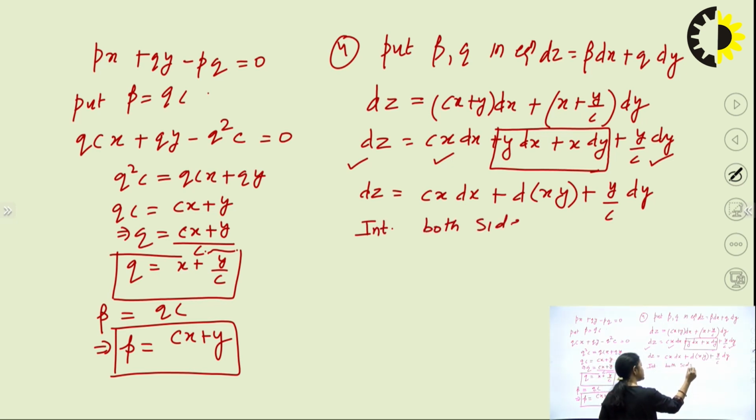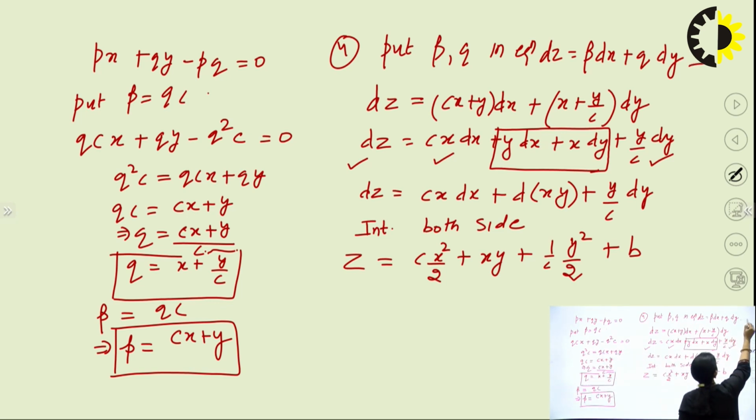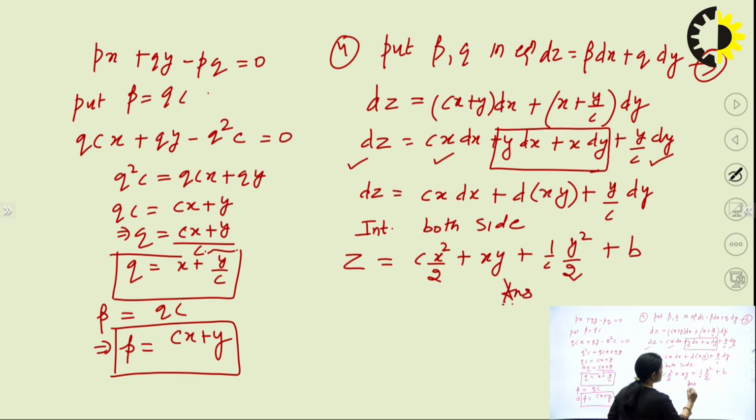both sides. We will obtain z is equal to the integral of x, which is x square upon 2. The integral will be cancelled by the derivative and we will obtain xy plus the integral of y, which will be y square upon 2, plus a constant of integration. This is the solution of this equation, and we know that the solution of this equation is also a complete solution of the given partial differential equation. So it is a complete solution of the given partial differential equation. So this is all about example 2.